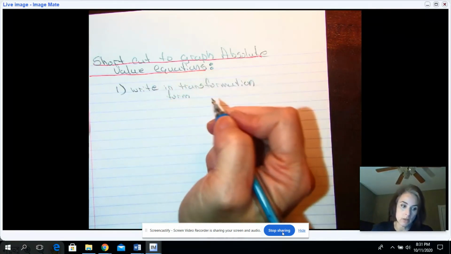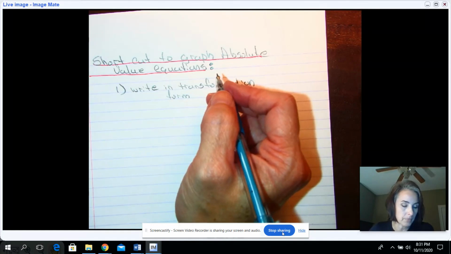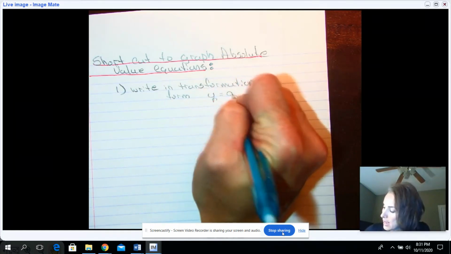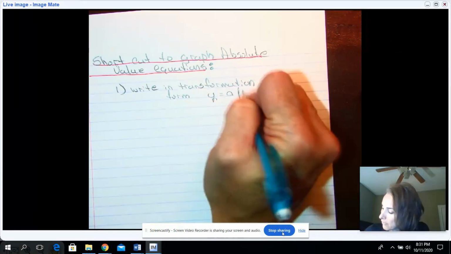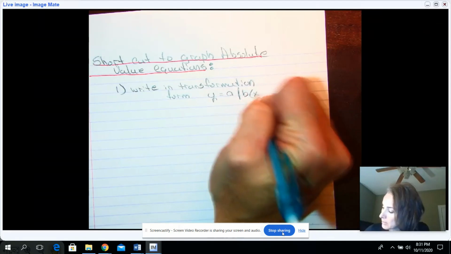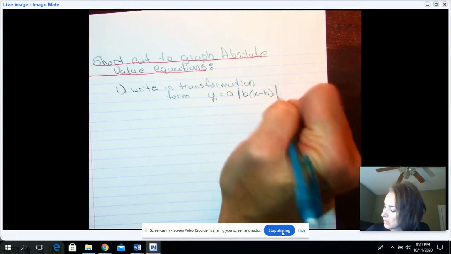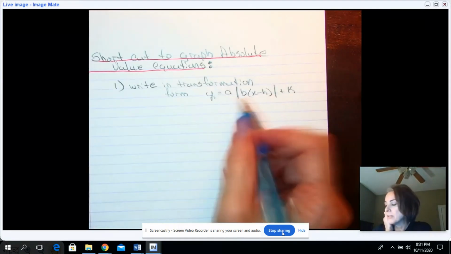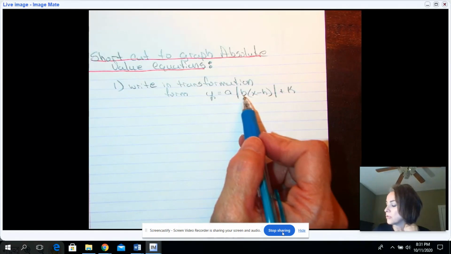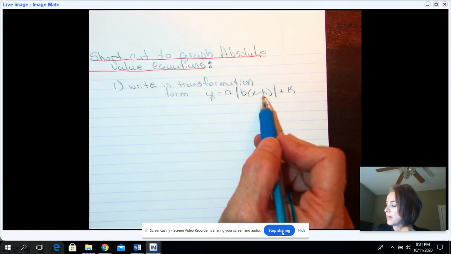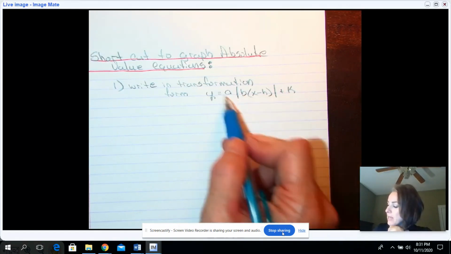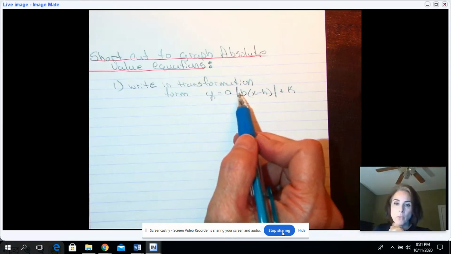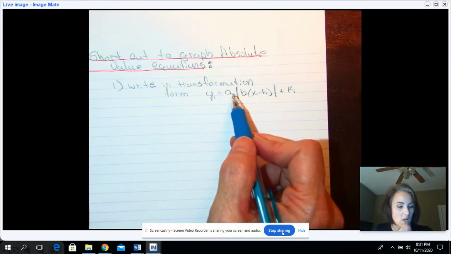So just like you did on your last quiz, it would be y equals a, and then inside, remember you have to factor b out, and then you're left with x minus h, and then you'll have your plus k on the outside. Remember, a is a vertical stretch or compression. b is a horizontal stretch or compression. h moves it left or right. k moves it up or down. If you have a negative out here, it flips it over the x. If you have a negative in here, it flips it over the y. Okay, so there you go.